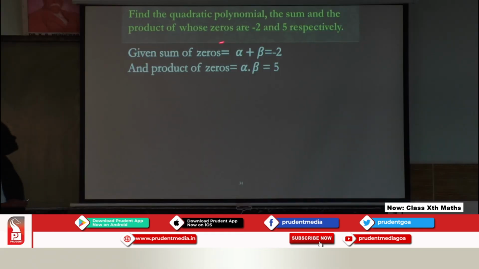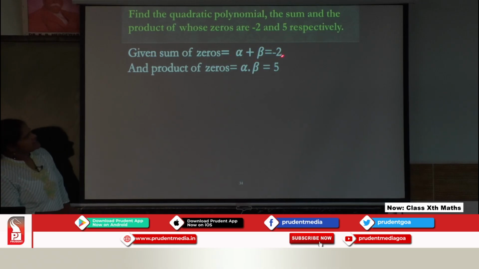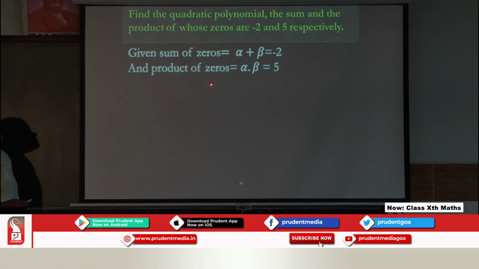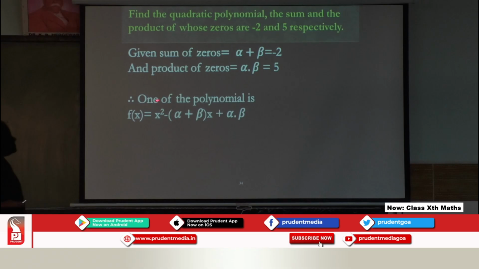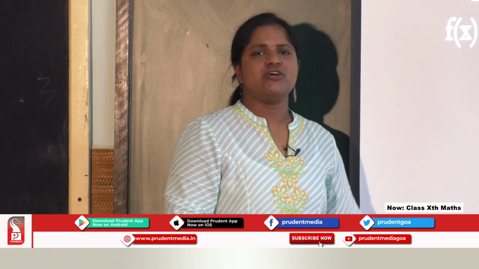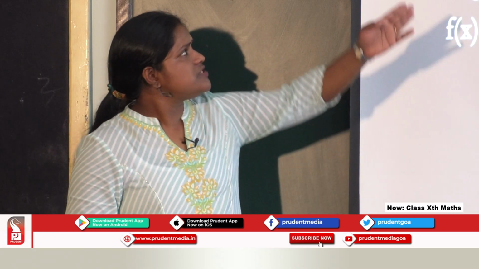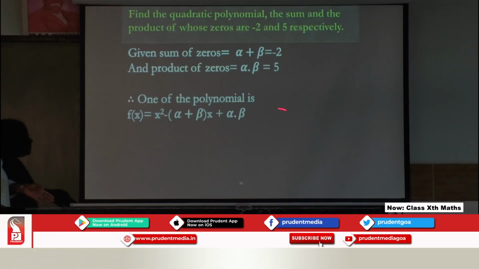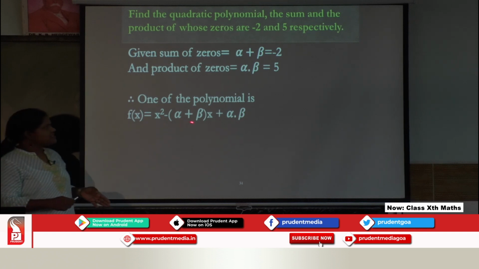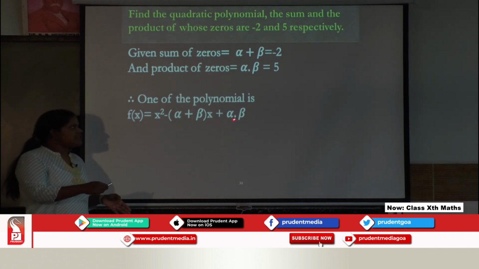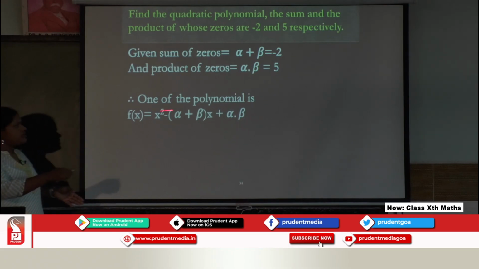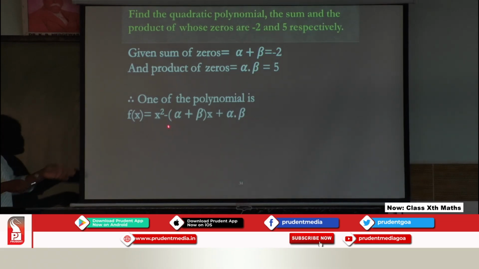So, it is given here sum as alpha plus beta, negative 2, and product of zeros as alpha multiplied by beta, that is 5. So, we know that this is always one of the polynomials, because we can frame n number of quadratic polynomials using this sum and product of zeros. So, one of the polynomials is f of x is equal to x square minus (alpha plus beta) x plus alpha into beta. This is a formula which I have just written here again.